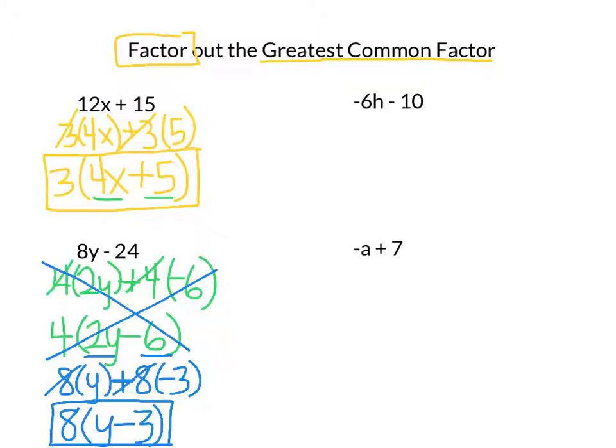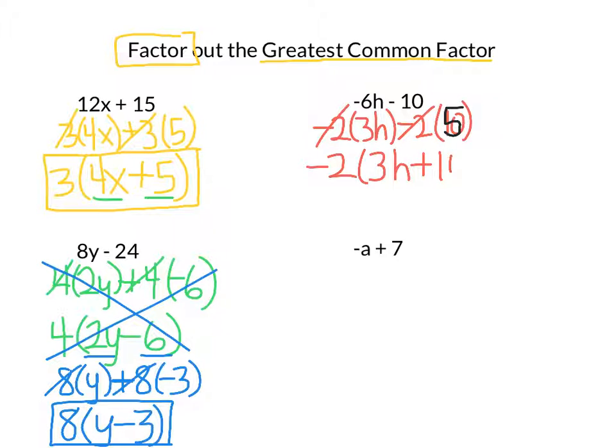So on the negative 6h minus 10, whenever the leading coefficient is negative, I have to factor out the negative. So really all they have in common is a negative 2. So negative 2 times 3h gives me negative 6h, and negative 2 times positive 10 gives me negative 10. So I have the common factor of negative 2, that goes out in front, and I'm left with 3h plus 10. Remember, notice that the 10 is positive, and 3h and 10 have no common factors. So therefore, this is our greatest common factor being factored out.